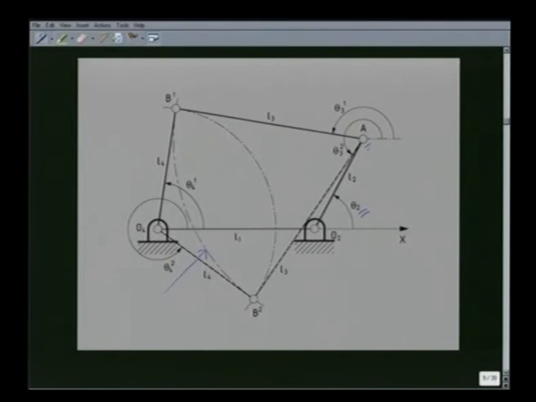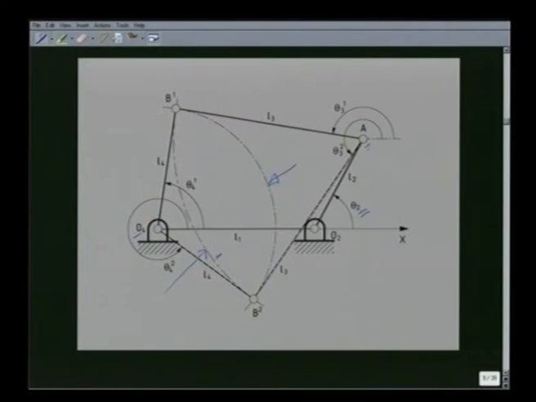Similarly, if I draw a circular arc with O4 as center and L4 as radius, we get another circle, that is this circle. So, B must lie on this circle if I come from O4, and B must lie on this circle if I come from A. These two circles, as I said, in general will intersect at 2 points, namely here B1 and B2.